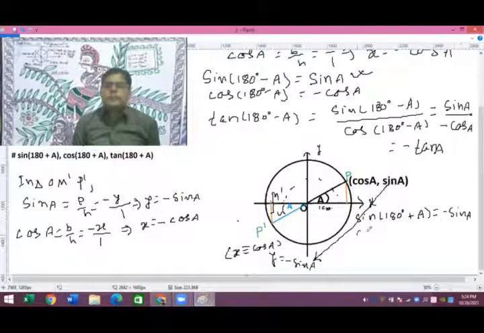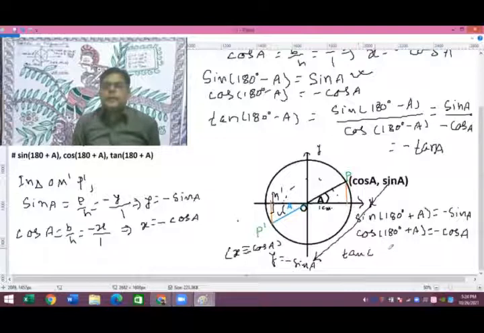And similarly you can check for cos 180 degrees plus A, which is the x coordinate of this P dash. And similarly when it was A only, the x coordinate was cos A. Now when it is 180 degrees plus A, the x coordinate is negative. Okay, this is negative cos A, so it is minus cos A. All right.